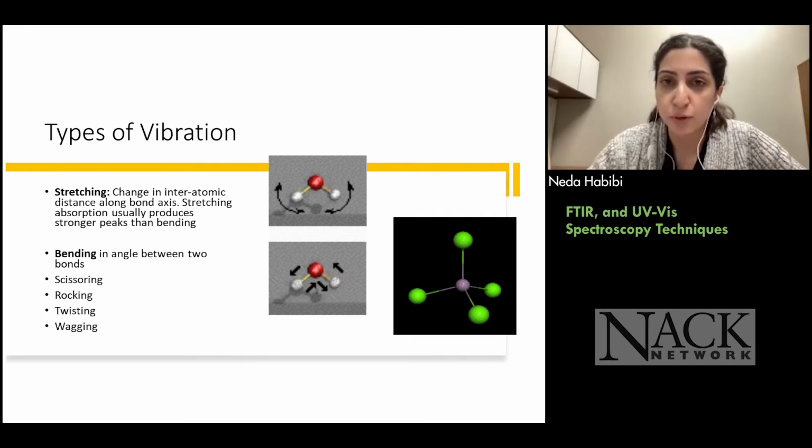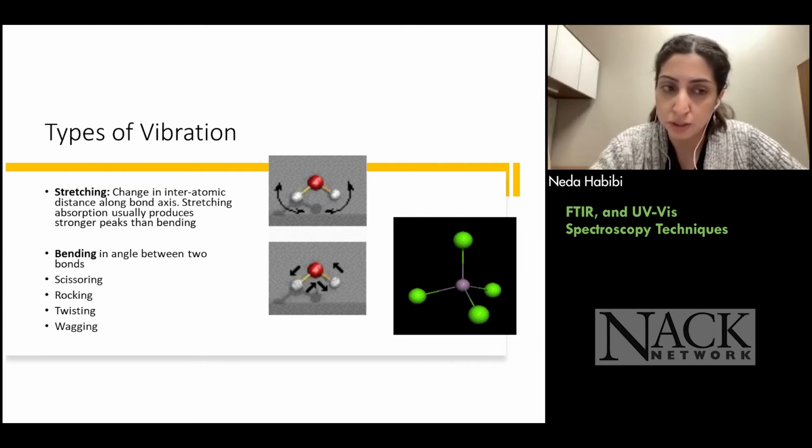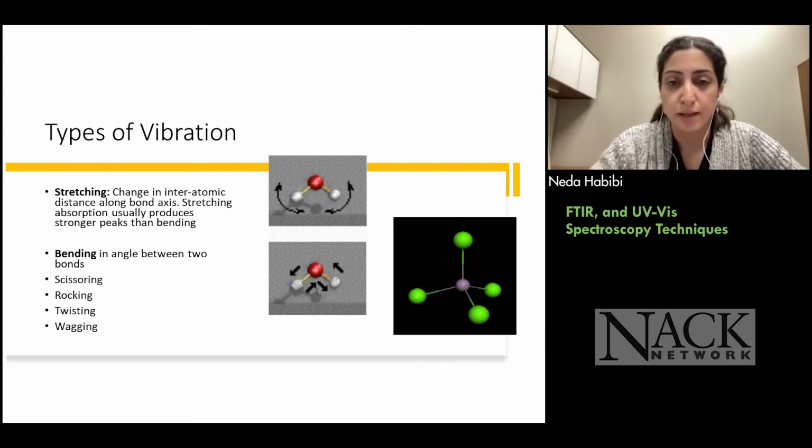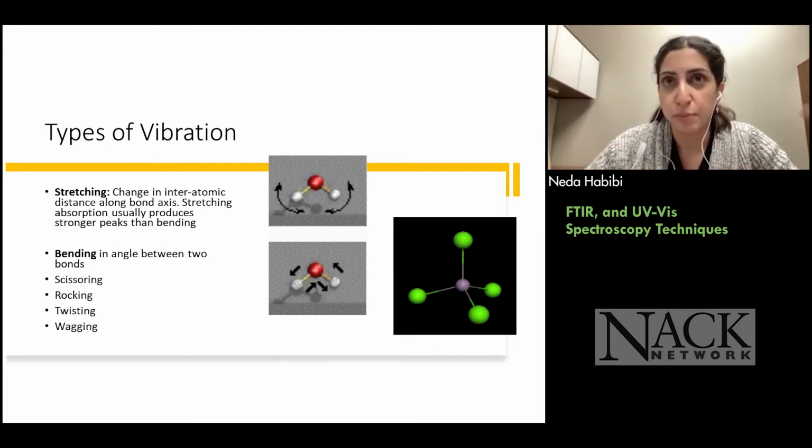In wagging, both atoms are going towards us and going away, so it's an out-of-plane vibration. In twisting, one atom is coming towards us and one atom is going far, so it's also an out-of-plane vibration. This is all a result of these bondings absorbing the IR electromagnetic waves and IR radiation.